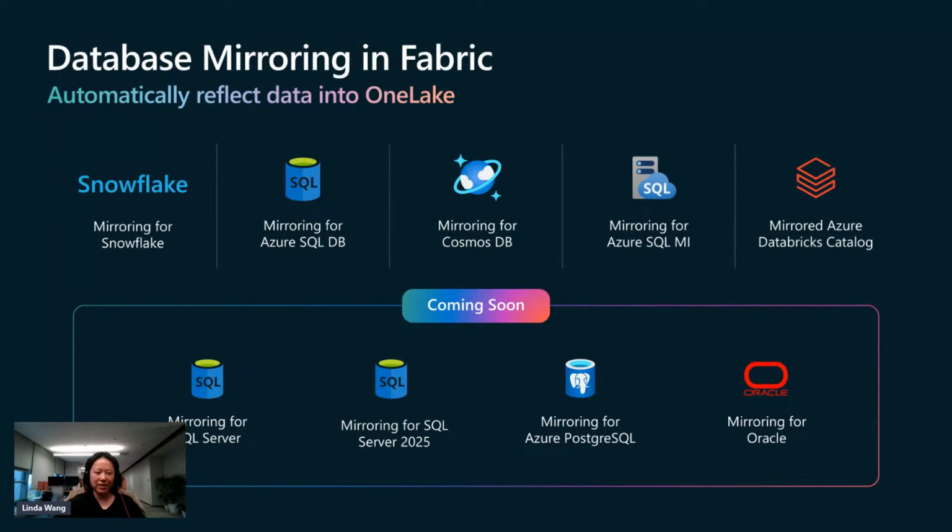One of the popular asks we got is on-prem SQL Server or SQL Server on VM. So we are working on that. That will be available for you soon. And also, SQL Server announced the new version of 2025 just a few weeks back. So we will support mirroring for that as well. Also, we will support Azure Database for PostgreSQL mirroring and also mirroring for Oracle. So all those are being actively worked on, and the preview will be available in the near future. So stay tuned for our future updates for mirroring.